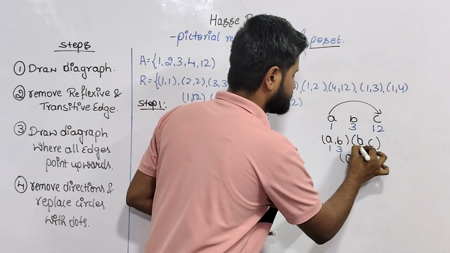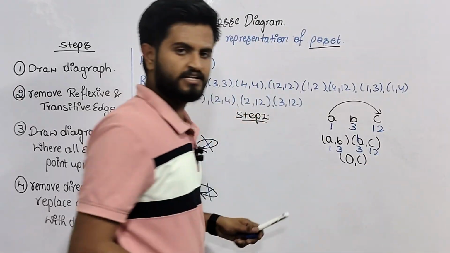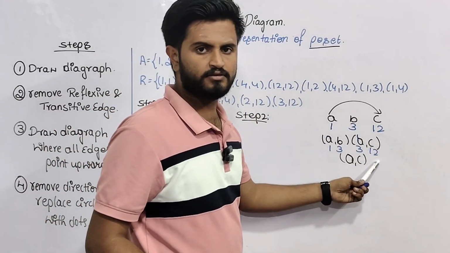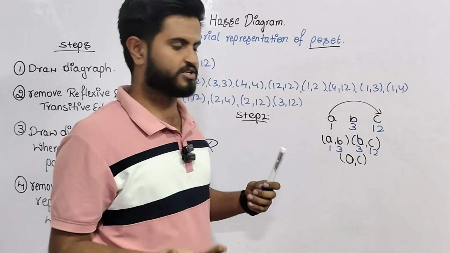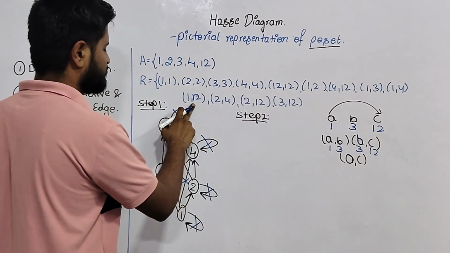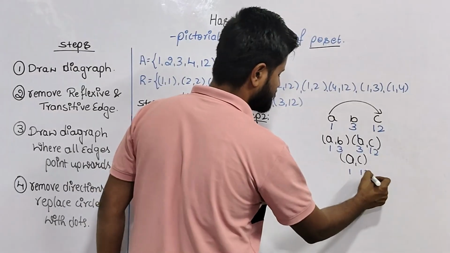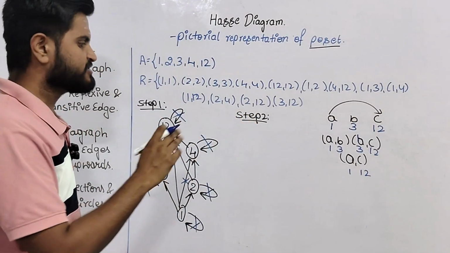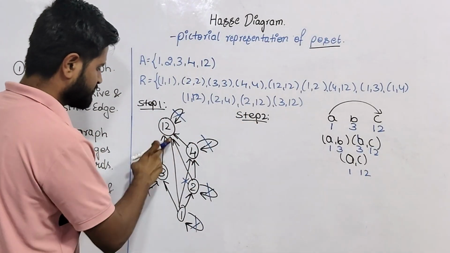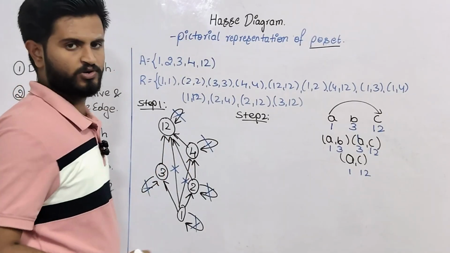1 comma 3, 3 comma 12. If there is a relation from 1 to 12, then there is a transitive edge, we must remove it. So search here 1 to 12, it is there. So you can consider A value is 1, C value is 12, there is a transitive edge, I must remove it. So 1 to 12, there is a transitive edge, I am removing it.